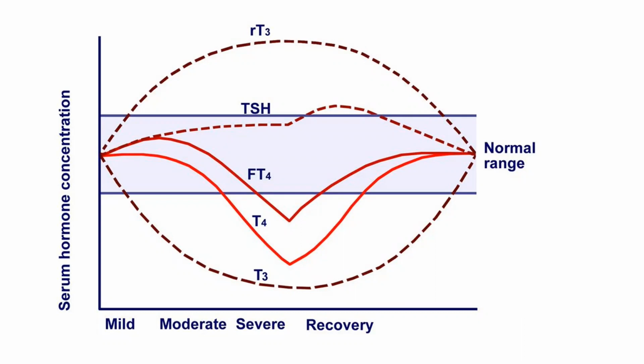Then with further worsening of the sickness, T4 will be reduced. Low T3, low T4 syndrome. Then on recovery, gradually TSH will be normalizing. Sometimes it can be minimally elevated. Then T4 will be normalized in the recovering stage. That's according to the severity of the illness. Thyroid function status will change.